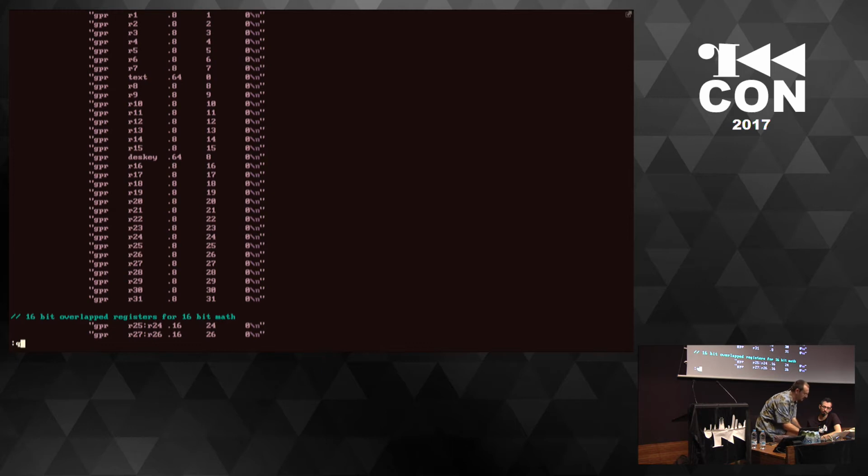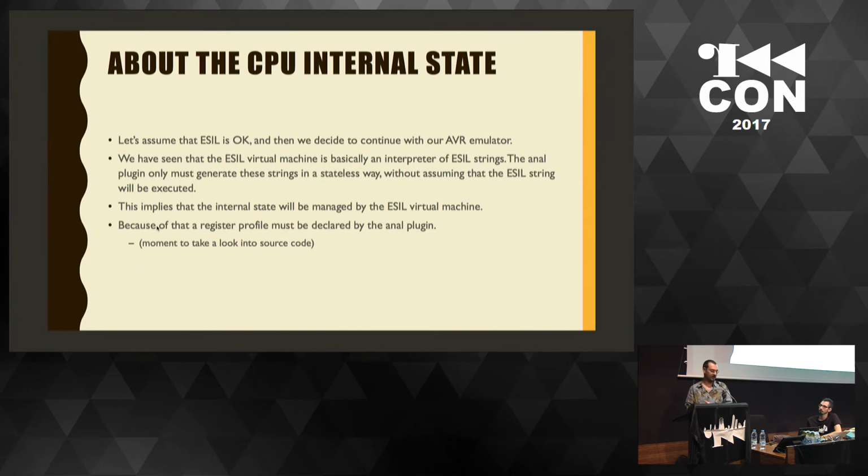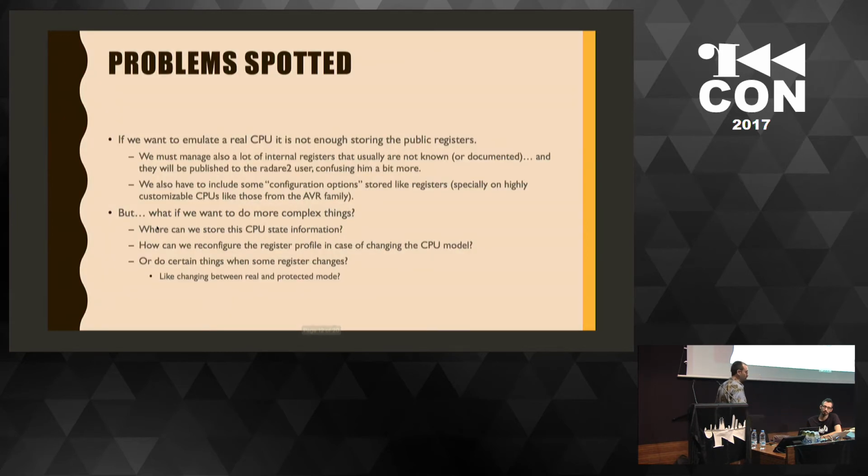The register profile. I have shown this because it's the only CPU state that you have for ESIL. It's the variables or registers published to the ESIL virtual machine. I think it's a problem because an emulator needs more than this, especially because there are a lot of versions of the same CPU and not all the CPUs have the same registers. So if we want to emulate a real CPU, it's not enough storing the public registers. We must manage a lot of internal information, as I have said, not known or documented.